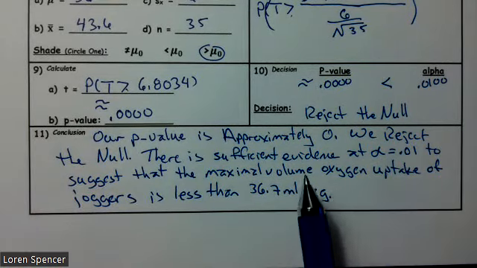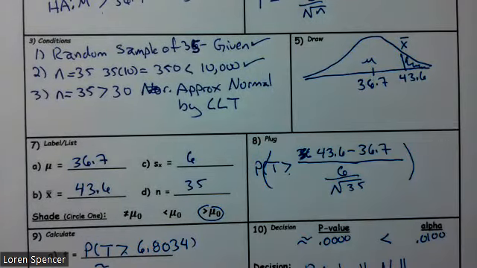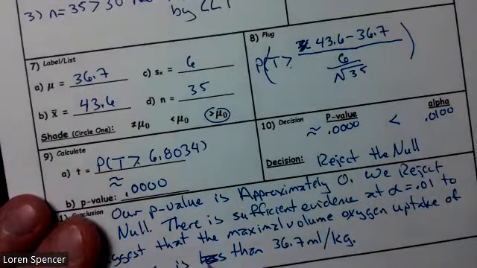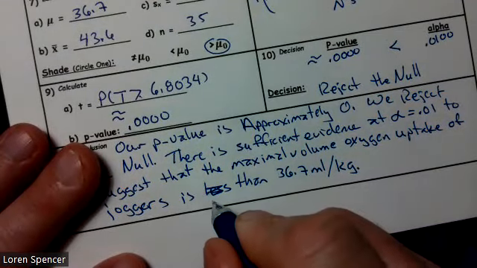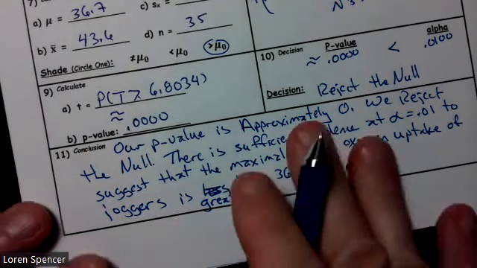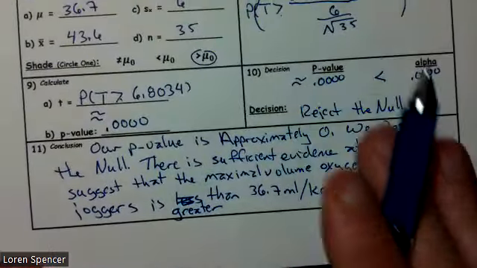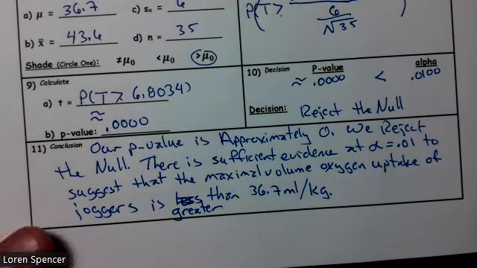All right. But I know that we have enough evidence to say, hey, you know what? Joggers, oh, excuse me, I wrote less than. That's not less than. That's a greater than. That's a big mistake. Got to fix that. Is greater than 36.7 milligrams per kilogram, because that's a greater than symbol. All right. So we basically said, yeah, joggers apparently have a higher maximal oxygen uptake than the rest of the population.